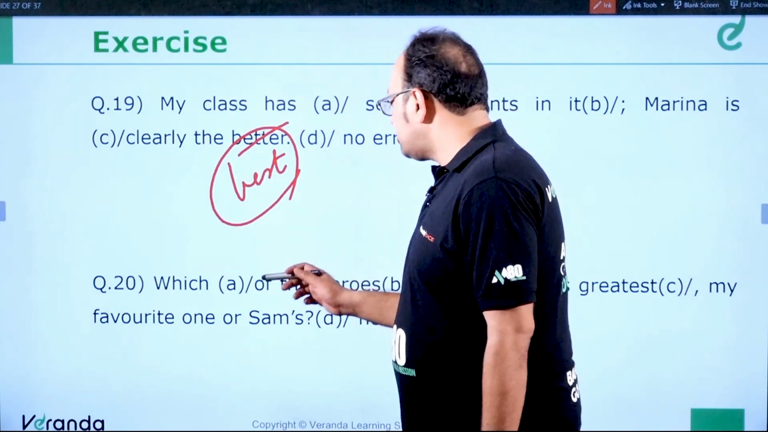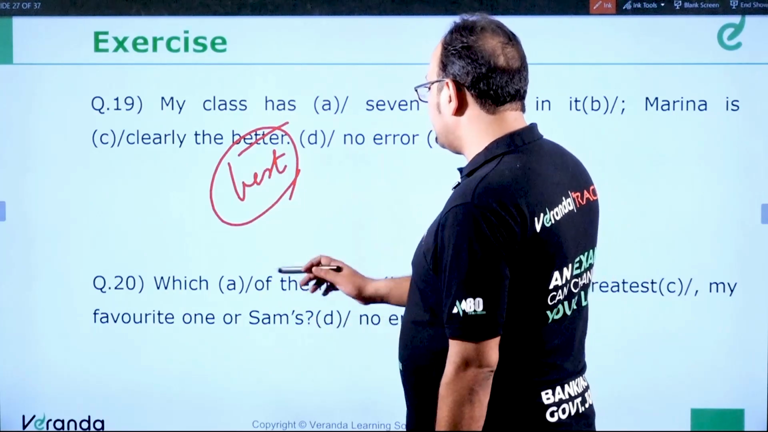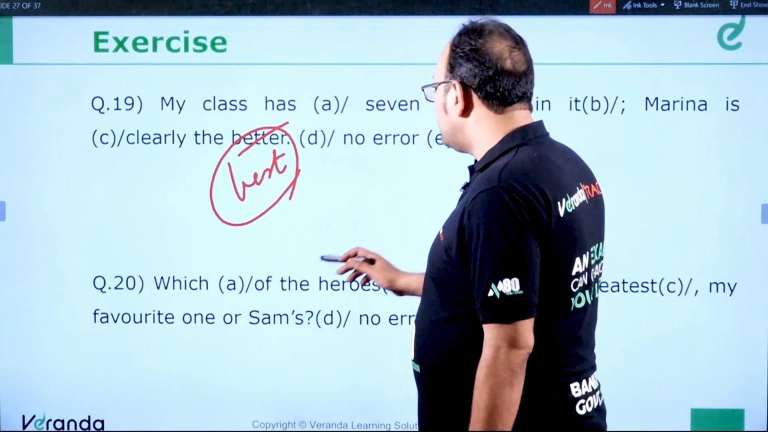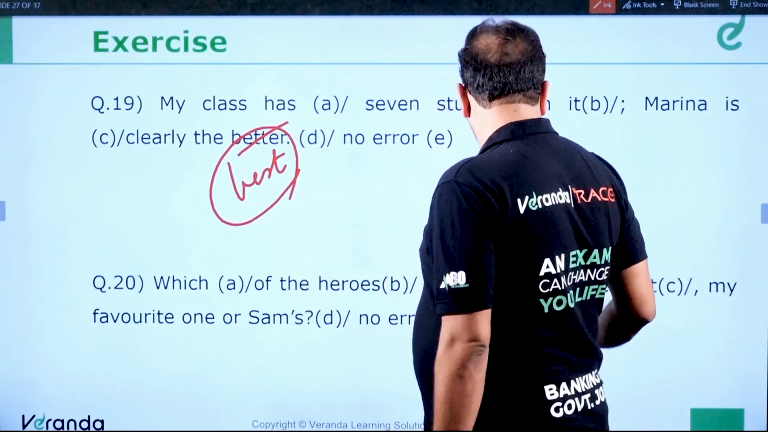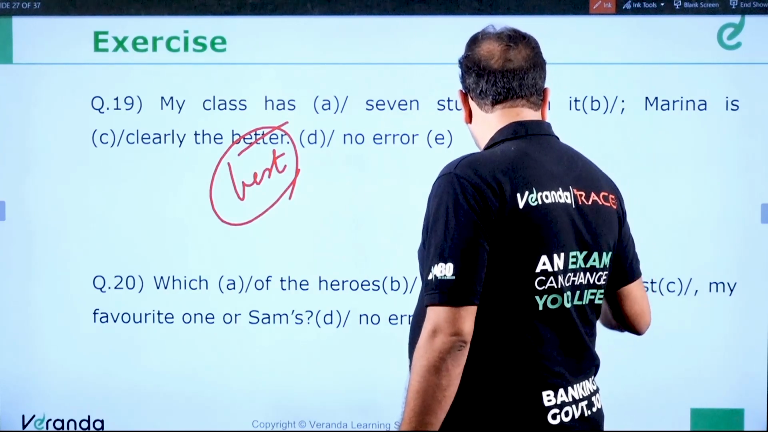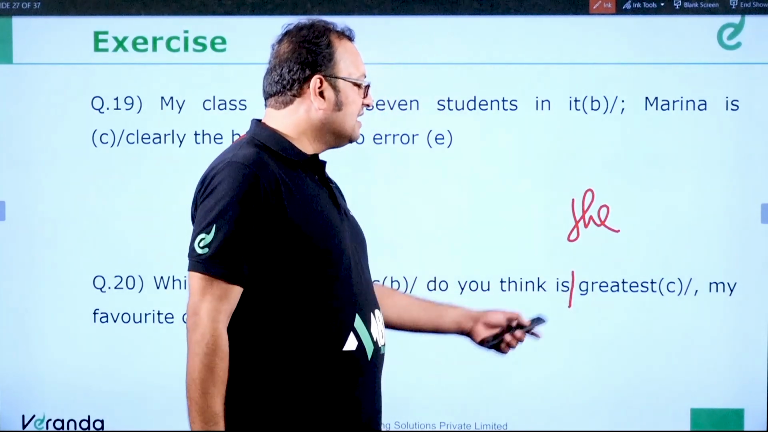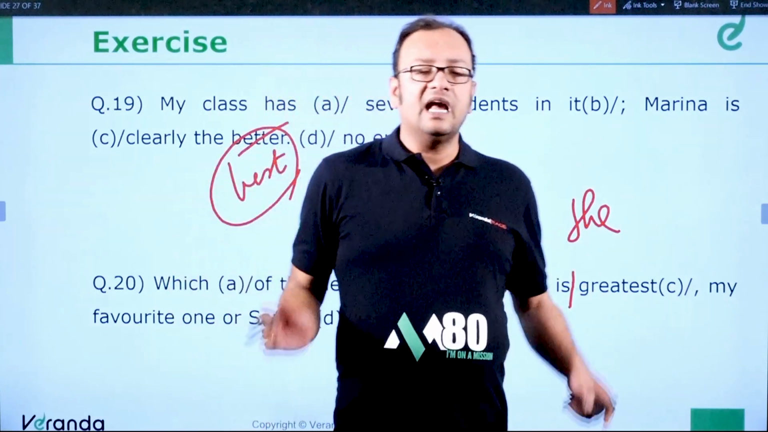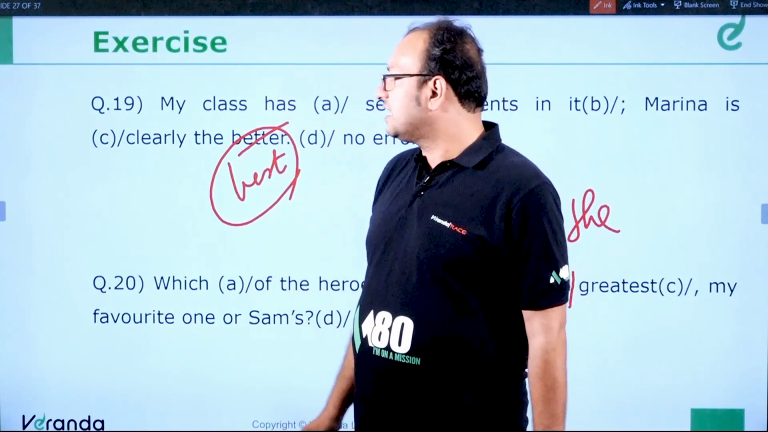Clear? Okay. Which of the heroes do you think is greatest? My favorite one is, or Sam's. So which hero? Which of the heroes? It's not mentioned two or more than two, so we have to use the greatest, because the error was in part C. Greatest is a word of superlative degree, so it must be preceded by the. Every superlative word is preceded by the article. Clear? Okay, moving ahead.